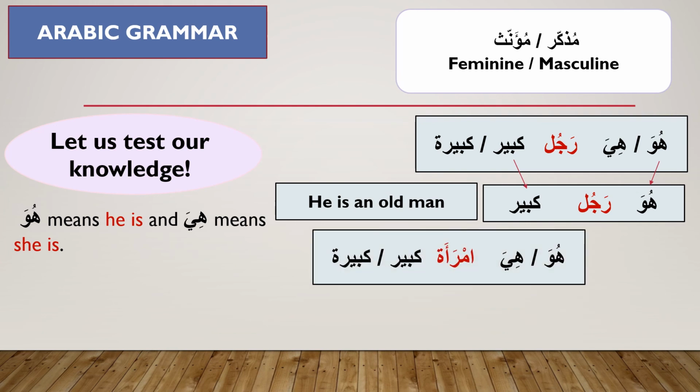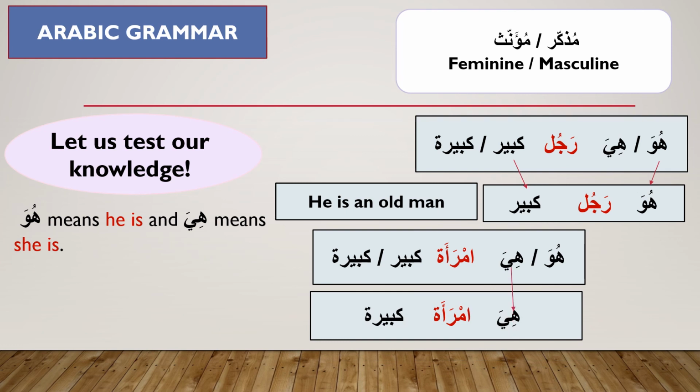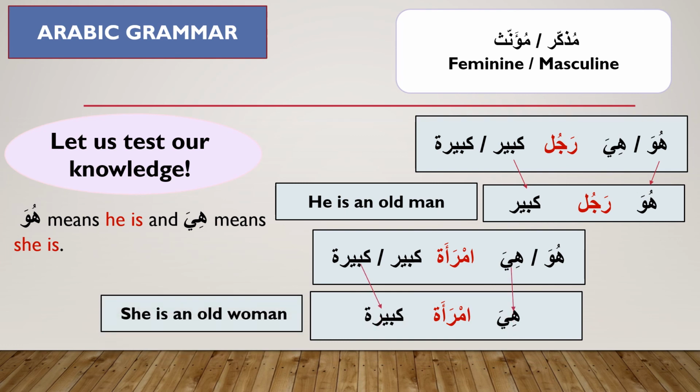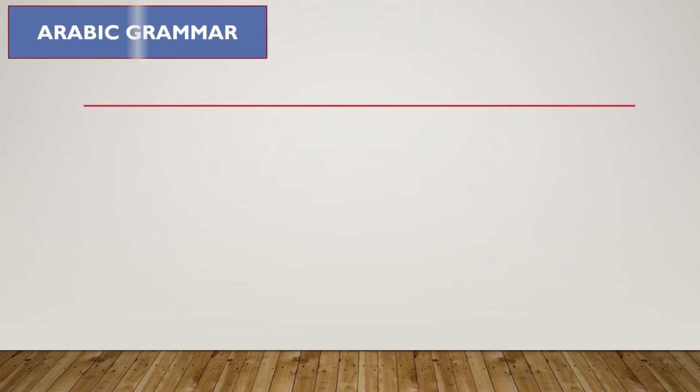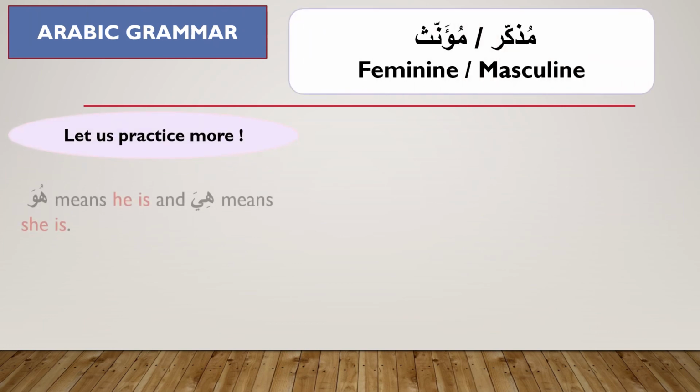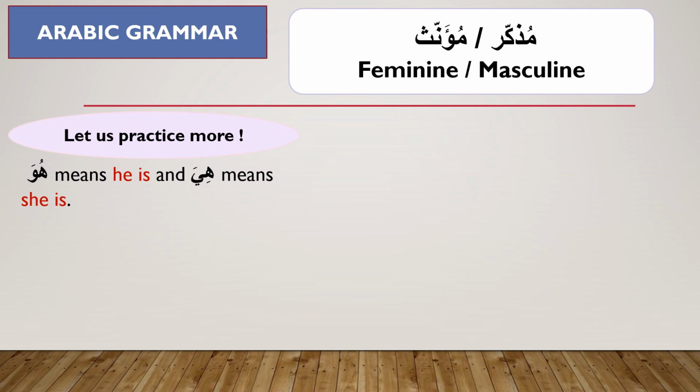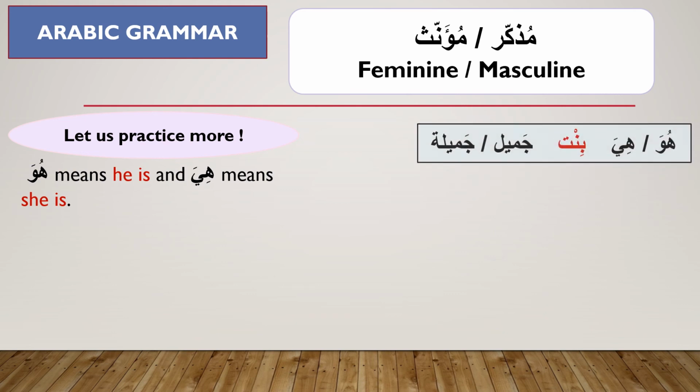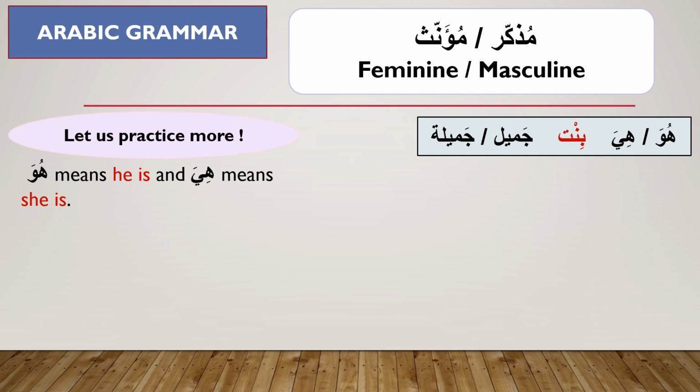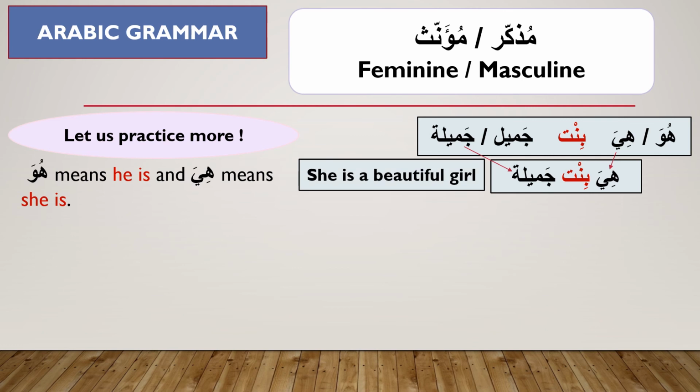What about the word امرأة? Definitely it's a feminine noun, meaning woman. So we choose هي. هي امرأة كبيرة. She is an old woman. Let's do one more practice. Remember, هو means he is, هي means she is. Look at the noun بنت, which means girl. It's a feminine noun. So we say هي بنت جميلة. She is a beautiful girl.